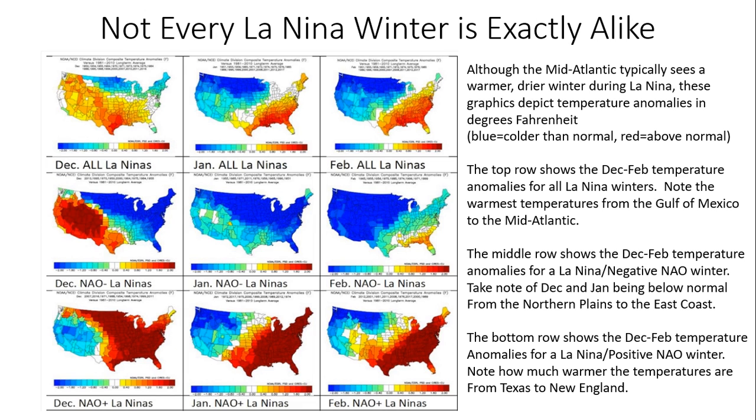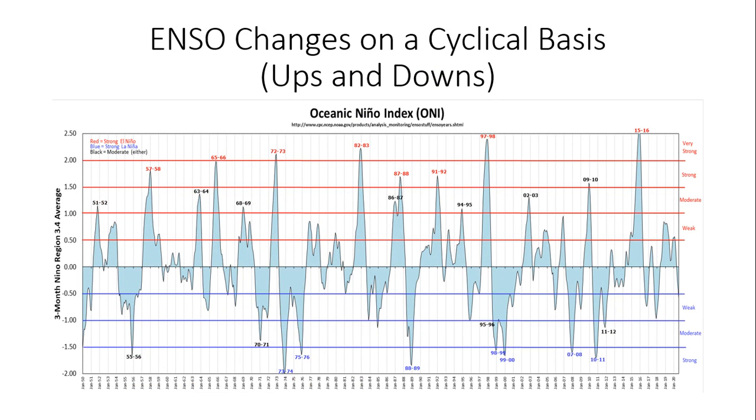Now this is the ENSO, the El Nino Southern Oscillation changes. These occur on a cyclical basis. You'll see peaks and valleys, ups and downs. This is the 3-month region, the 3.4. We're looking at the Oceanic Nino Index. And you notice the graphs going up and down here, the peaks and then the troughs.